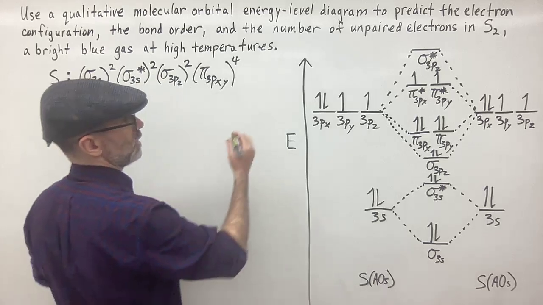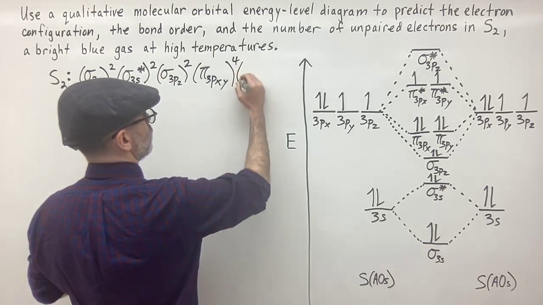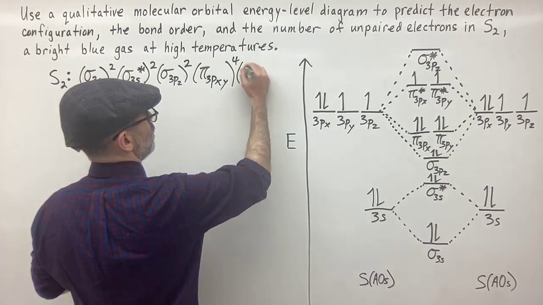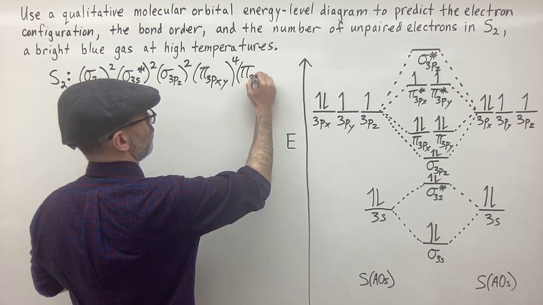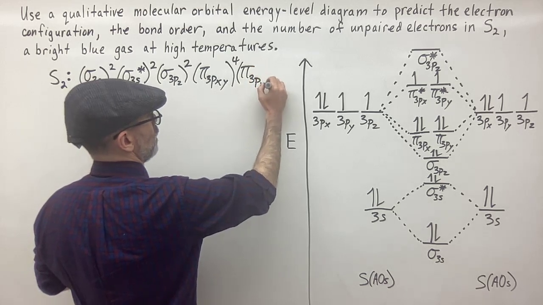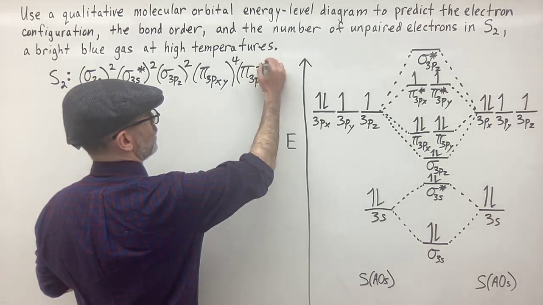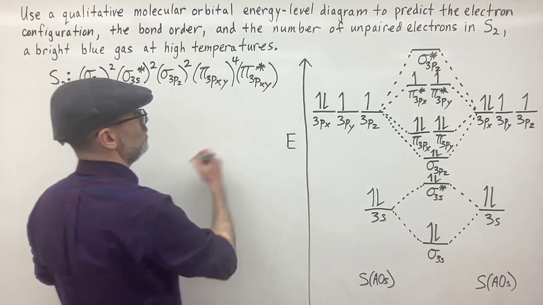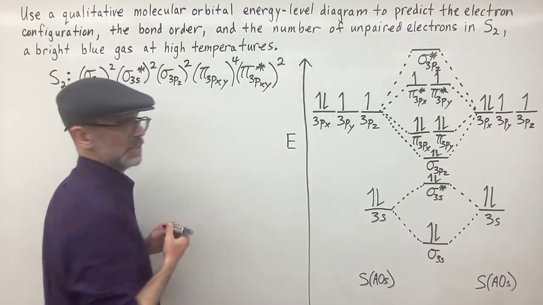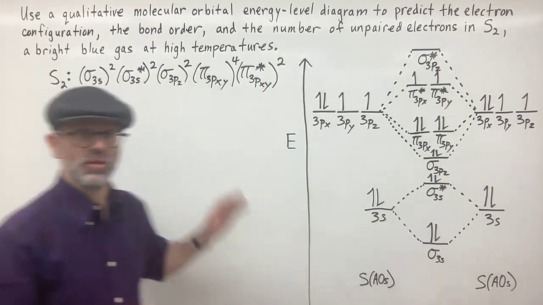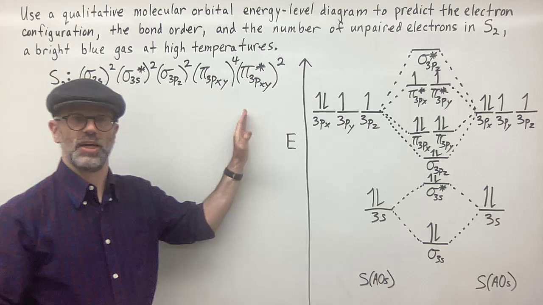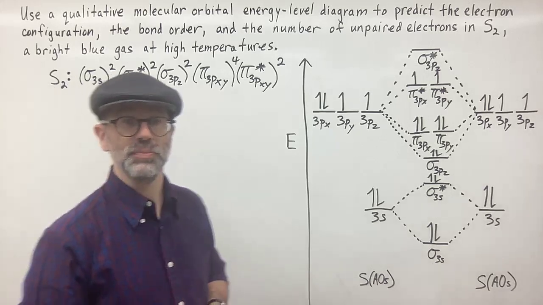So that's going to be the antibonding orbital. So that's going to be pi 3p x and y. And then we got the star. And we got 2 electrons in there. So this would be the electron configuration for S2.